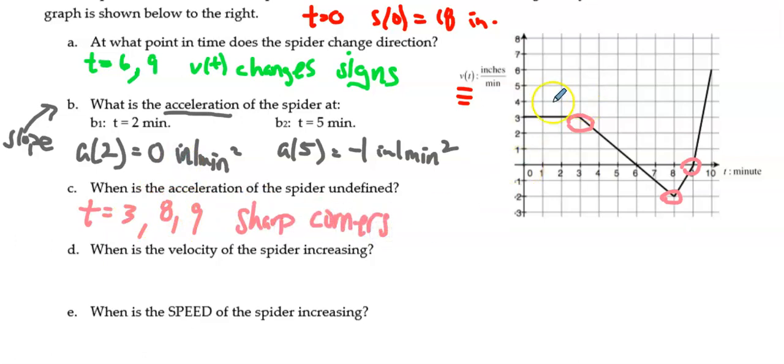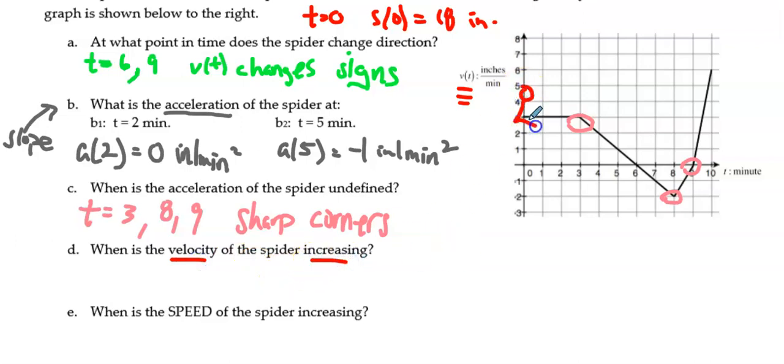You could also talk about that the limit as x approaches 3 from the left of the velocity function is not equal to the limit as x approaches 3 from the right. But we don't need to do that here. When is the velocity of the spider increasing? So this was one that a lot of people messed up on previously. So when is the velocity increasing?